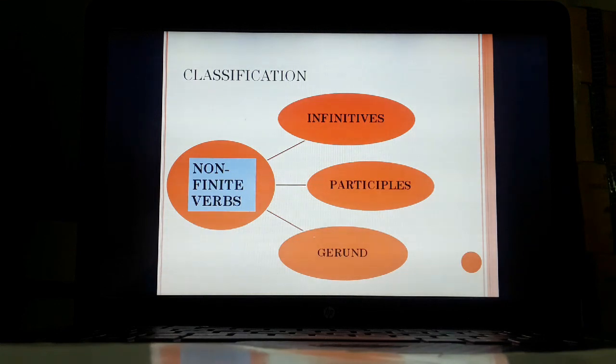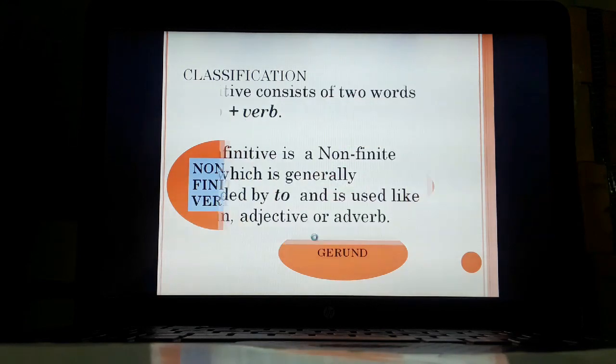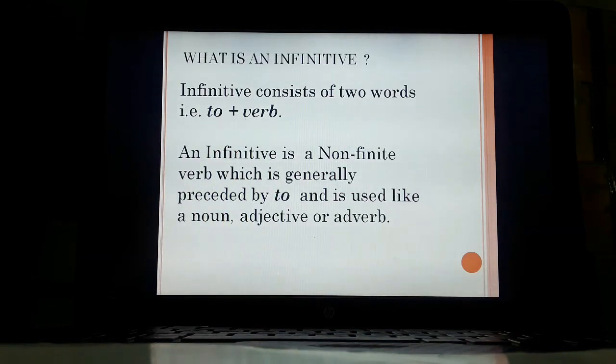Now the classification of non-finite verbs. As in my previous slide I had already shown you, non-finite verbs are of 3 types: infinitives, participles and gerund. Now let's see what is an infinitive. An infinitive consists of 2 words, that is to plus verb, that is the first form of verb, V1. Infinitive means to plus V1.